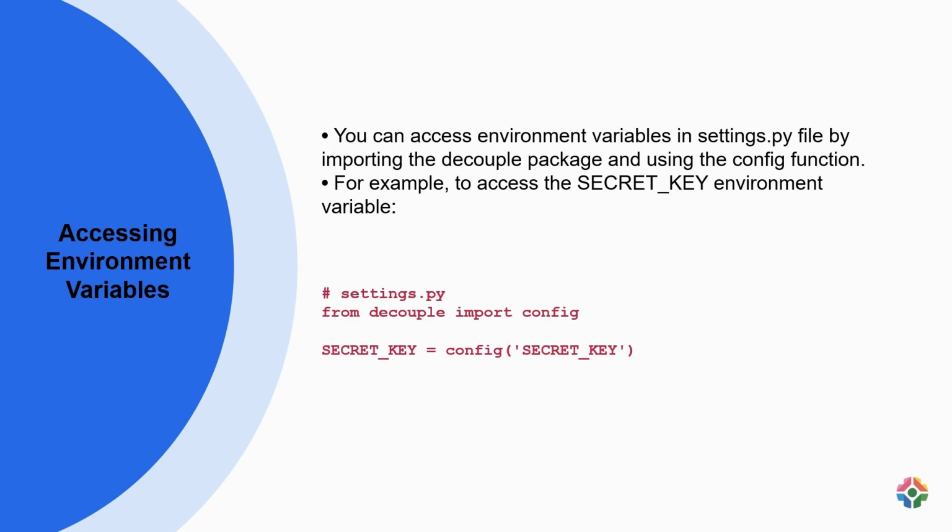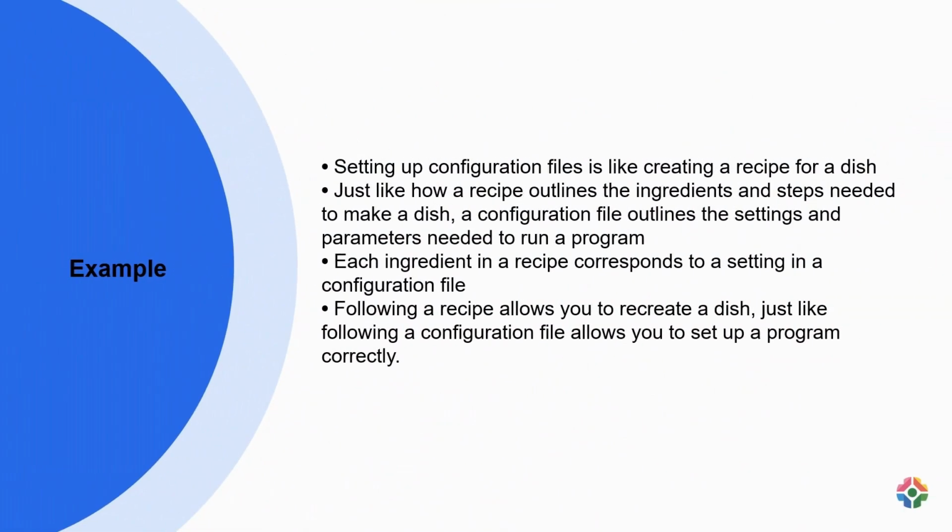Setting up configuration files is like creating a recipe for a dish. Just like how a recipe outlines the ingredients and steps needed to make a dish, a configuration file outlines the settings and parameters needed to run a program. Each ingredient in a recipe corresponds to a setting in a configuration file. Following a recipe allows you to recreate a dish, just like following a configuration file allows you to set up a program correctly.